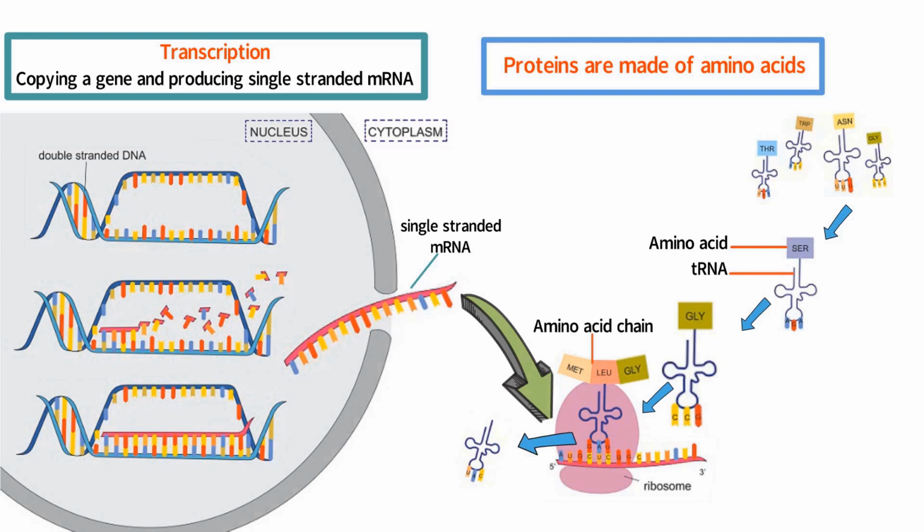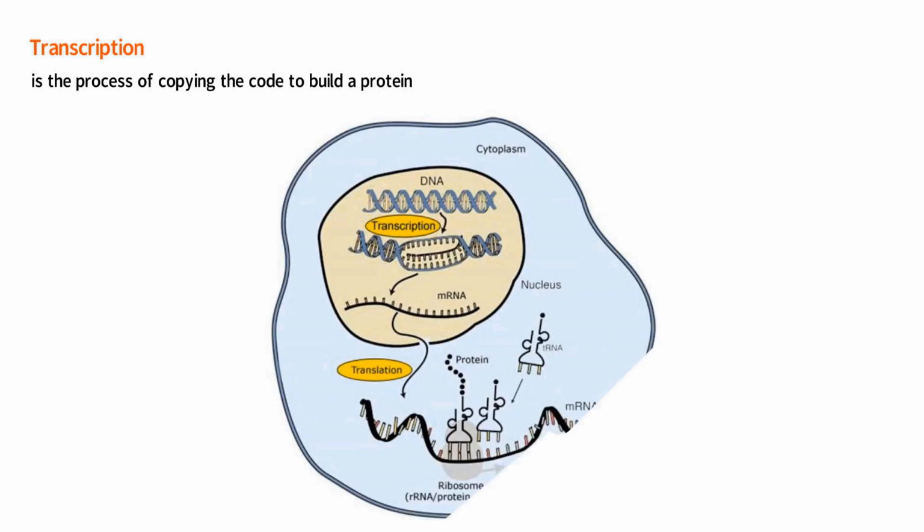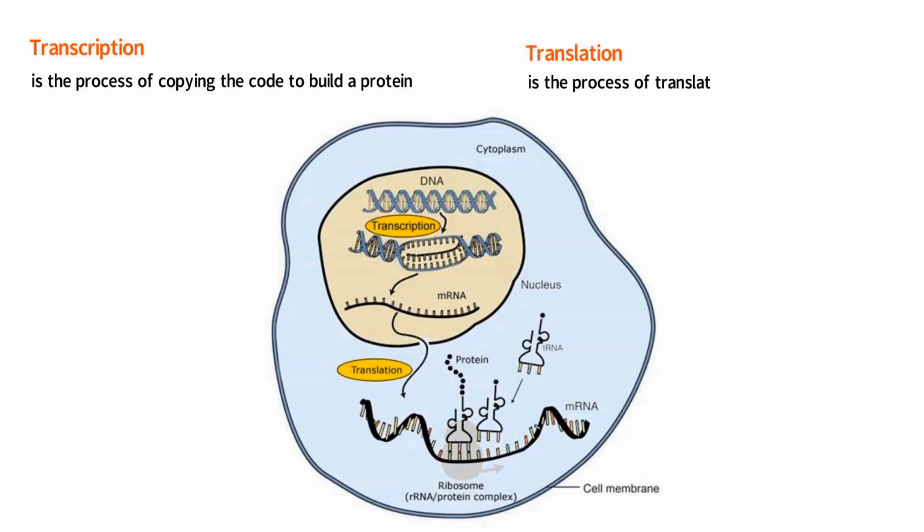To review, transcription is the process of copying the code to build a protein so the code can be present in the cytoplasm. This is accomplished by producing an mRNA copy of the genes for the protein. Translation is the process of translating the mRNA, making sure the amino acids joining together to build the protein follow the genetic code for which amino acids and in which order the amino acids should join together to build the protein.